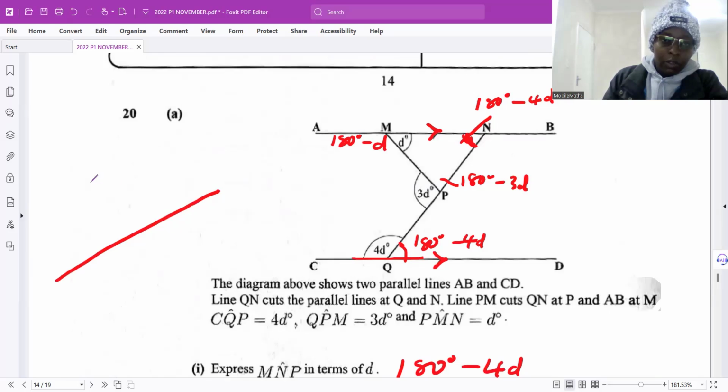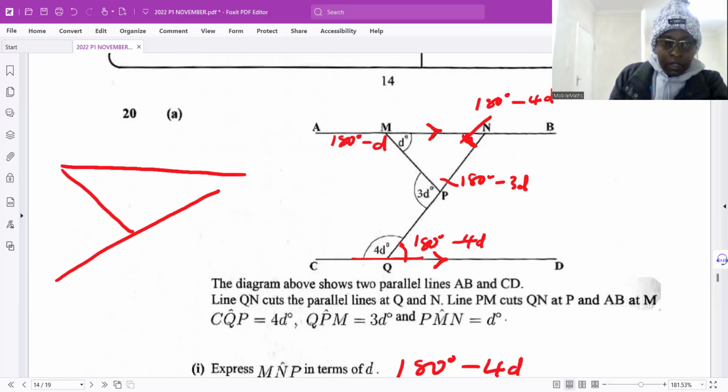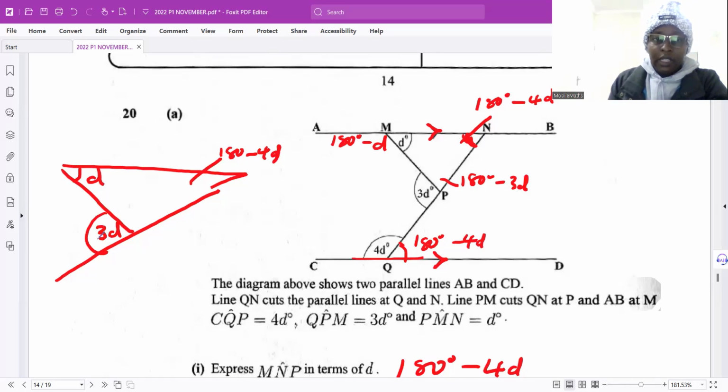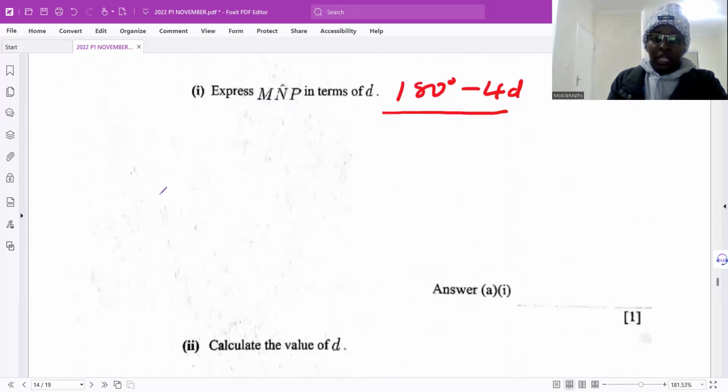So if you check, we have got something like this. I'll try to redraw this. Okay, we want the value of D. Here, it's 180 minus 4D. Then here we have got a D, and here we have got a 3D. There is a theorem that states that this angle outside is equal to the two opposite interior angles, okay? So it means 3D is going to be equal to D plus 180 minus 4D. So let's use that one.